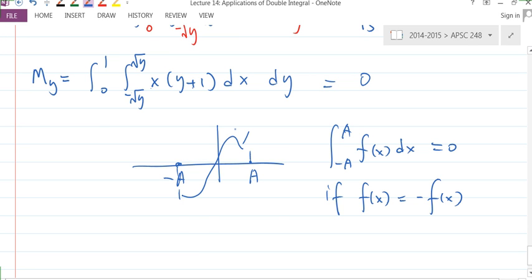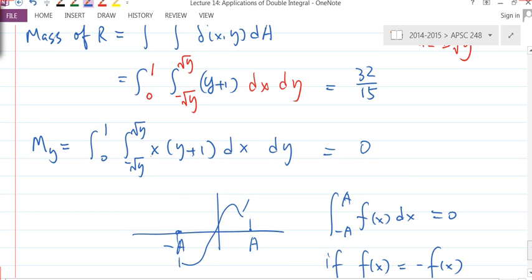The same thing applies to this double integral. If you look at this inner integral, and you don't trust me, you can carry it out. You treat y plus 1 as a constant, so x becomes one half x squared times y plus 1, with limits negative root y to root y. And what do you get from this inner integral? 0, because you plug it in and it's all the same.